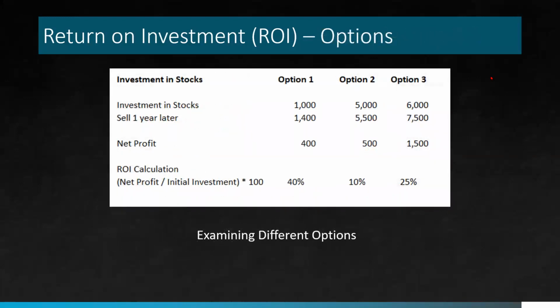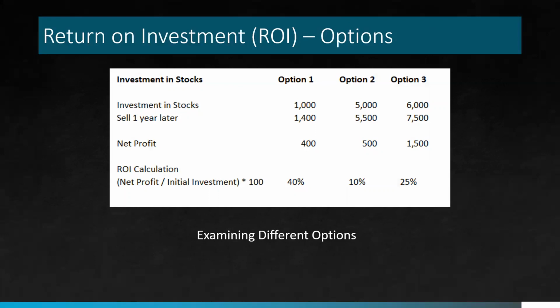So here's the scenario where you have 3 different options. You have $1,000 sitting in your pocket, $5,000 sitting in your pocket, $6,000 sitting in your pocket, and you want to invest it in stocks and you don't know which one to do. So you do all 3 and you sell everything 1 year later. That $1,000 investment, as we stated in previous slides, ends up being valued at $1,400, right? That gives you a 40% ROI.